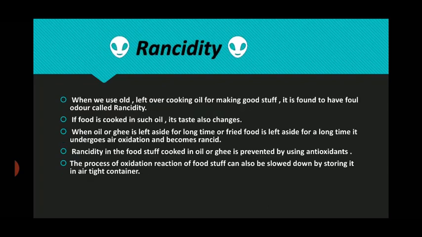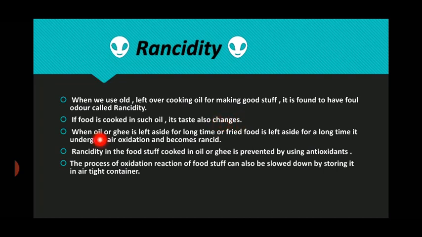Now come to the next topic, that is known as rancidity. When we use leftover cooking oil for making food, it is found to have a foul odor, called rancidity. And if food is cooked in such oil, its taste also changes. That means if we prepare food in old or leftover cooking oil, its taste and odor are changed.